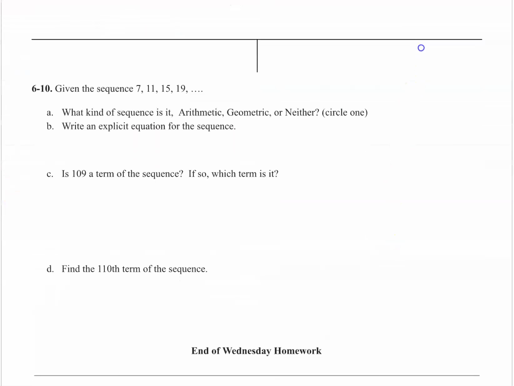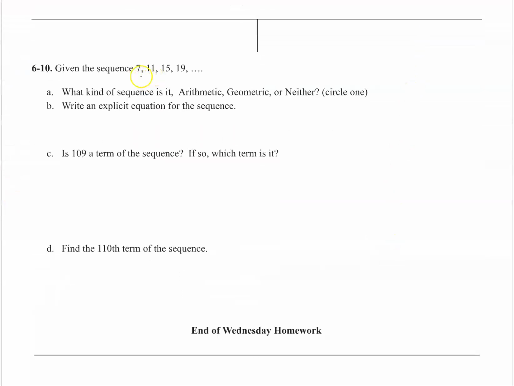Okay, do B and D, and then we're on our last one. Here's our sequence: 7, 11, 15, 19. 7 plus 4 is 11. 11 plus 4 is 15. 15 plus 4 is 19, so that means arithmetic. And the common difference, D, is 4. The 0th term, go backward to find the 0th term. Go backward by subtracting by 4. And so the number that comes before 7 would be 3. So here's our equation, T of n equals common difference, 4n, plus the 0 term.